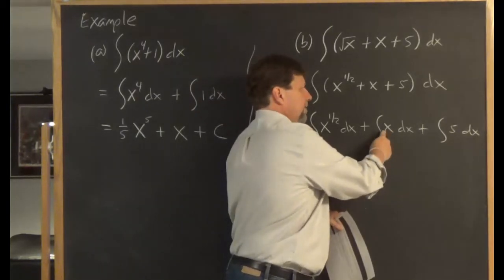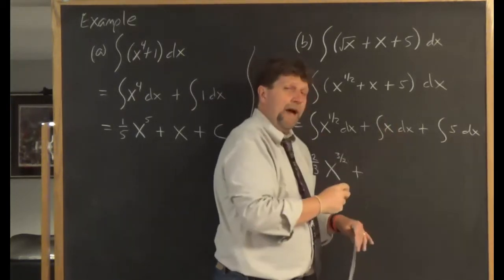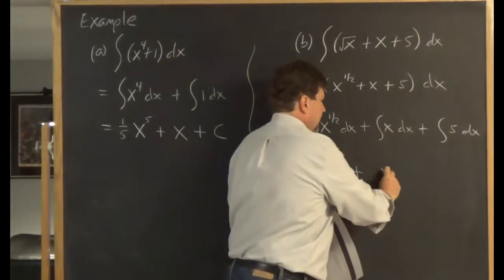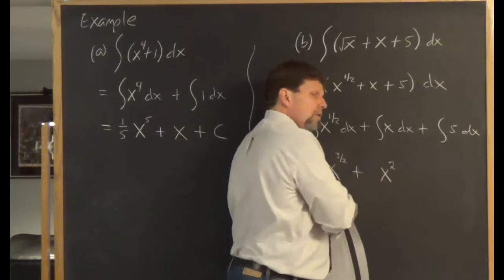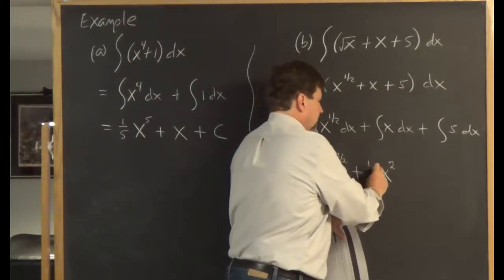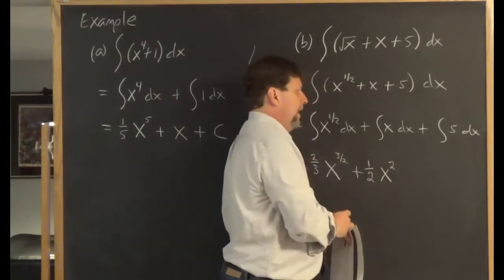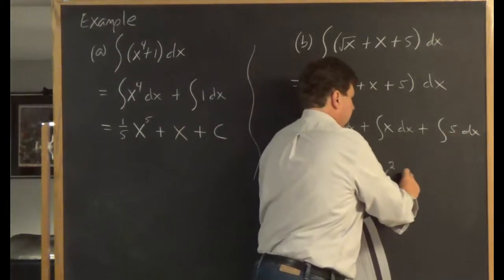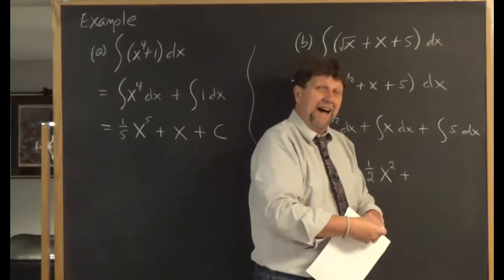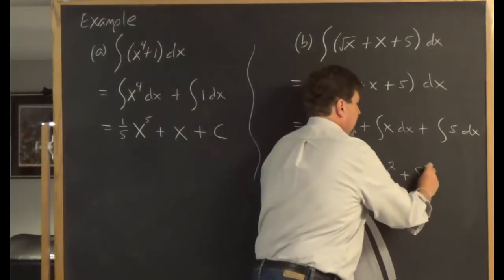Integrate x, keep in mind this is x to the 1st power, so when we use the power rule, we're going to get x squared. The little number in front's the reciprocal of the new exponent. And then when we integrate 5, well, that's just the constant rule. So the antiderivative of 5 is just 5x.